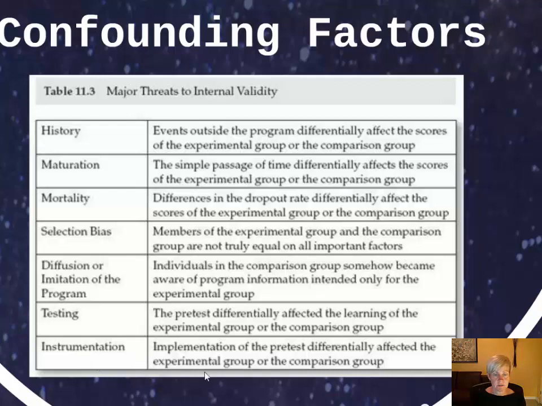The last one that they list here is instrumentation. Implementation of the pre-test differentially affected the experimental group or the comparison group. That means that you changed your instrumentation. Your instrumentation was not valid or reliable between the pre and the post, and therefore you have a problem because you used a different instrument. And there might be reasons that you had to do that. Maybe the one that you were using for the pre-test became too expensive for the post-test, whatever it might be. You changed the instrument and now you've got problems with reliability.